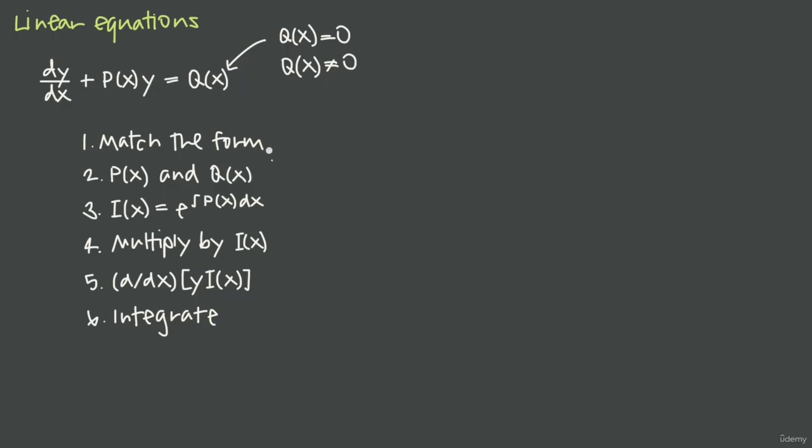So to illustrate how we'll use these steps to solve the first order linear non-homogeneous equation, let's work through an example. Let's say that we've been given the equation dy dx plus 2y is equal to 4e to the negative 2x. Now we can see right away that this is a first order linear differential equation and that it's non-homogeneous. It matches exactly the form that we have over here.